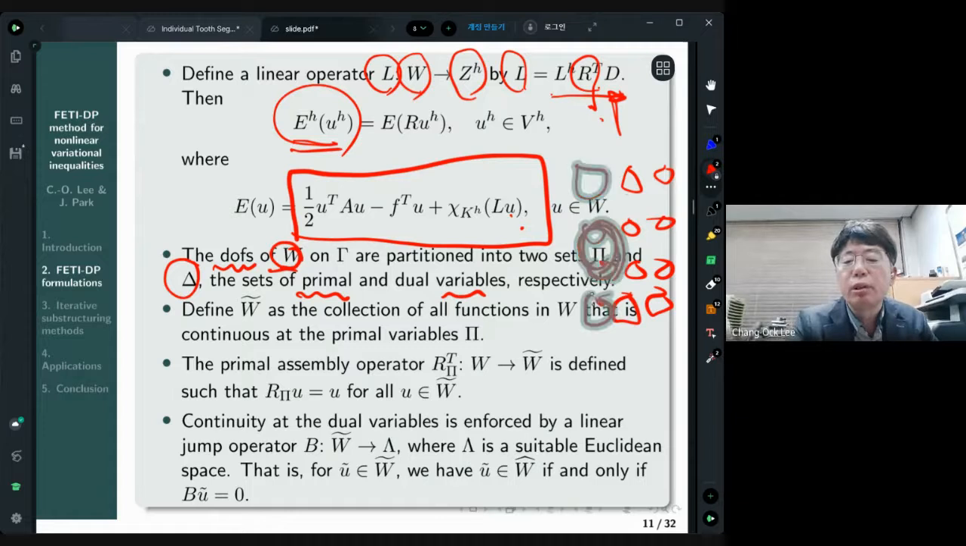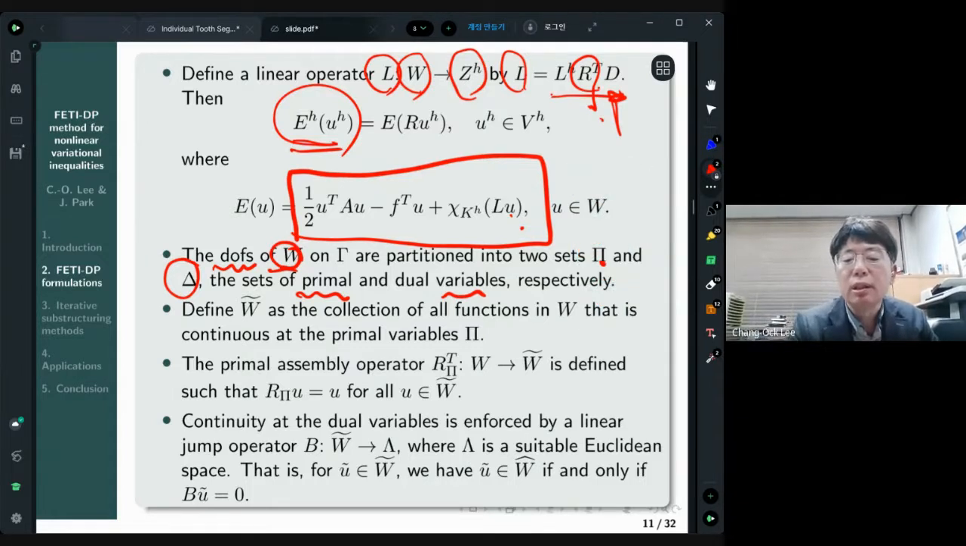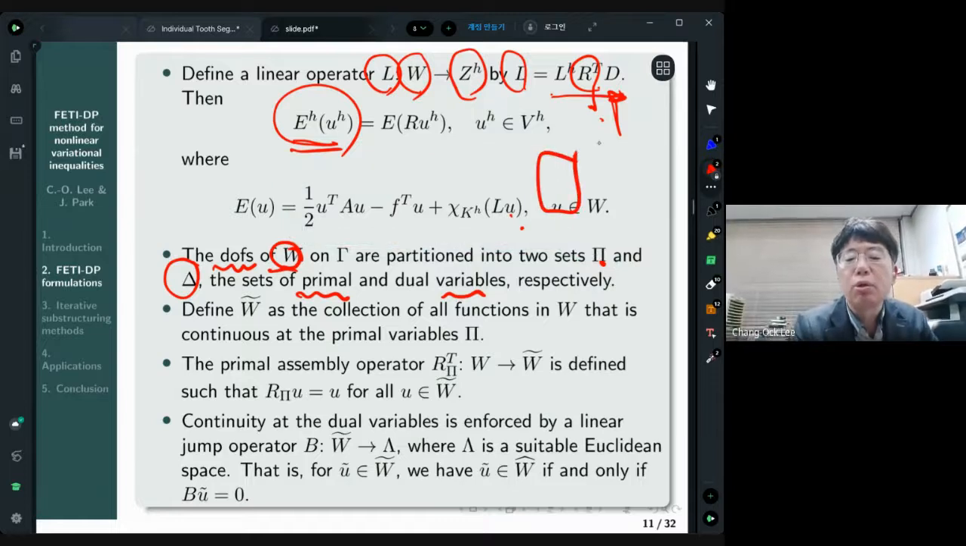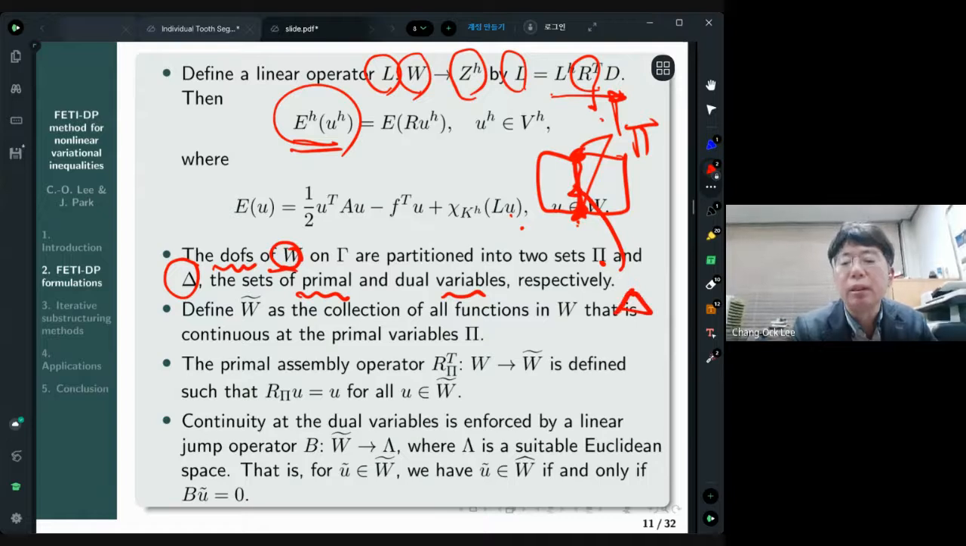So if you consider the intersection of two subdomains, then in the DP method, we put the cross points, the corner points, as the primal variable. So these are denoted by this. And the delta is the interface variable. Okay, so that is called the dual variable.